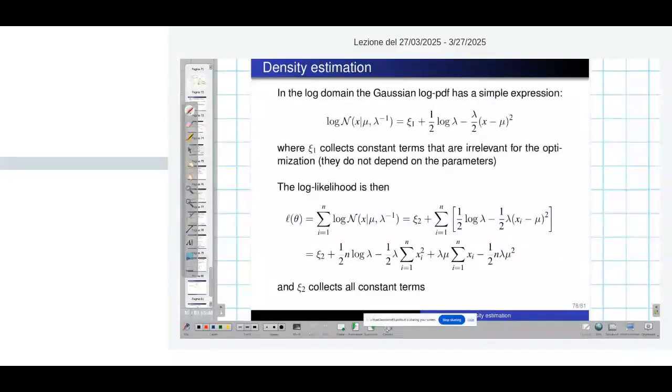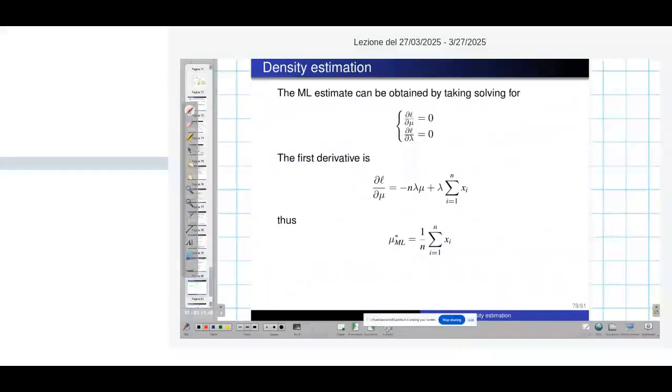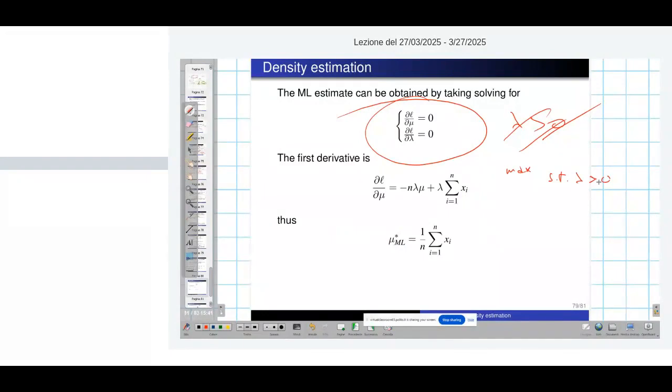Okay. How do we find the optimum? Again, we take the derivative with respect to lambda and mu. We should require that lambda is positive. We won't, because we will find a correct solution in any case. So again, we solve the unconstrained problem, and we will see that that's also the solution of the constrained problem. Remember that our maximization should require that lambda, since it's the inverse of the variance, is positive, because we need the variance to be a positive value.